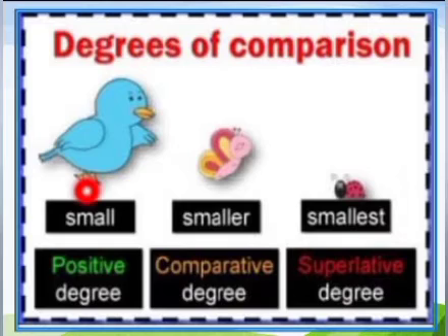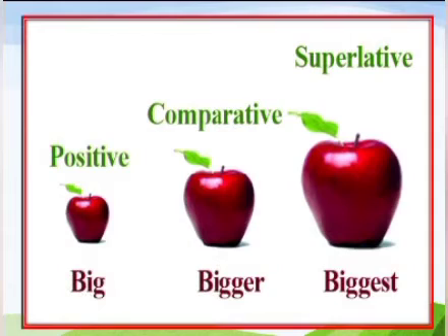Let's look at more examples. Here, this bird is small, this butterfly is smaller than it, and this bug is the smallest. So this is the positive degree, comparative degree and the superlative degree. I hope this is clear. Similarly, here we have big. The apple is big, but this one is bigger than it, and this is the biggest. So positive, comparative and the superlative.